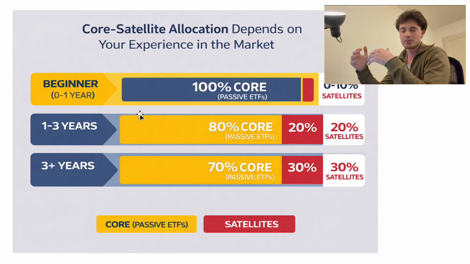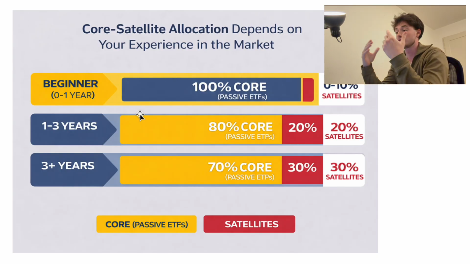Then once you have a little bit more experience, between 1 and 3 years, you can start to actually build up your satellite component. So you can start to pick, I don't know, a thematic ETF or single stocks, something that you have spent the time analyzing, and not something that you so casually decide to pick just to gamble.